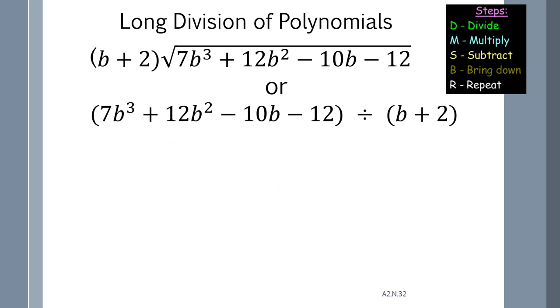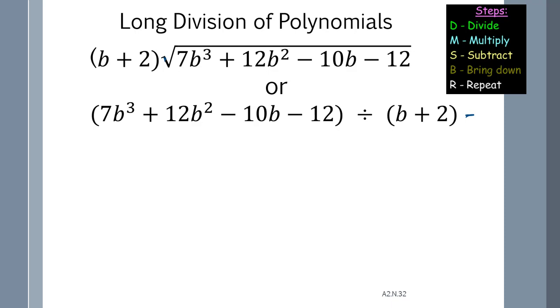So another thing too, just realize this is the division sign, not the square root sign. I apologize. So this is going to say b plus 2 dividing into this polynomial. Well, it could still be written as that long polynomial divided by the b plus 2. Either way means the same thing. Again, if you see it like this on the bottom, then just write it out like we've been dealing with, like up top.